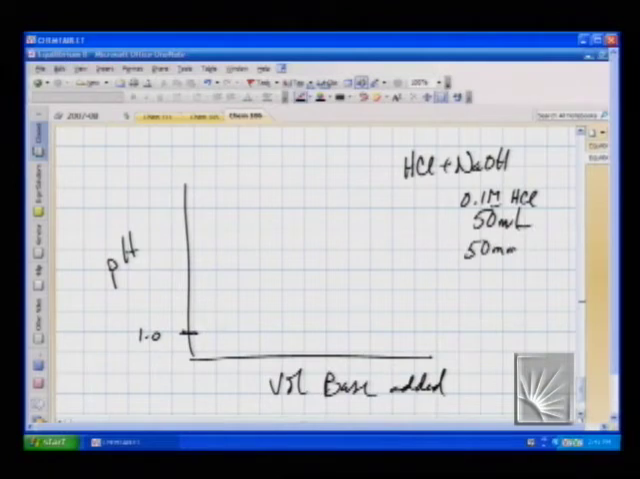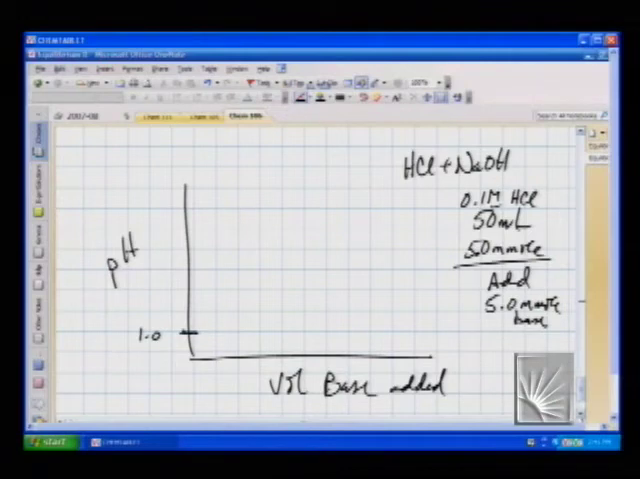I'm going to do a little math in my head here. I have 50 milliliters, which is 50 times 10 to the minus 3 liters, times 0.1 moles per liter, equals 5 times 10 to the minus 3 moles. So 50 times 0.1 is just 5 millimoles of H plus. If I add 5 millimoles of base, then I will completely neutralize all of it because it reacts 1 to 1.